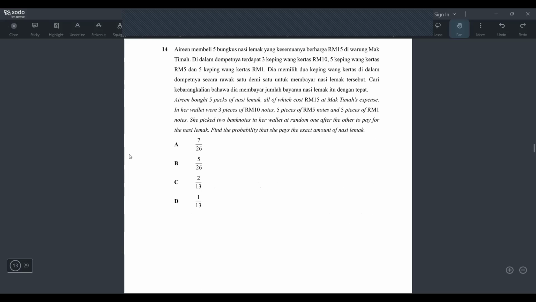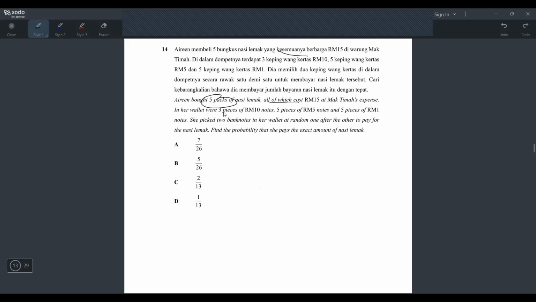Okay, let's continue with number 14. I think this is probability. Let's read first. Irene bought 5 packs of nasi lemak, all of which cost 15 ringgit at Mak Tima's stall. So is this 15 ringgit for 1 pack or 5 packs? 5 bungkus kesemuanya, so I think all. So this 15 ringgit is 5 packs total. So can we find 1 pack? Can. 15 divided by 5, which is 3 ringgit. It means 1 pack is 3 ringgit.